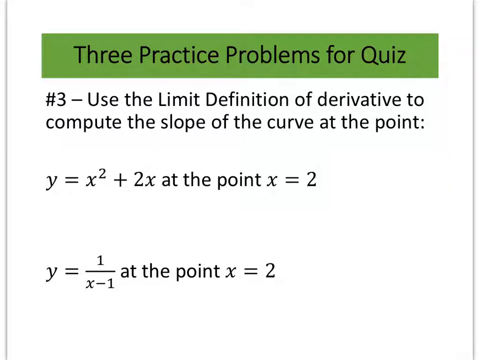I'm going to encourage you to stop and pause the video. I want you to use the limit definition of the derivative to compute the slope of the curve at that point. So what that might mean is, if we're drawing a picture for this function, it's going to look something like this. When x is 2, we've got a point there, and if I draw a tangent line at 2, what you are doing currently is computing the slope of that tangent line.